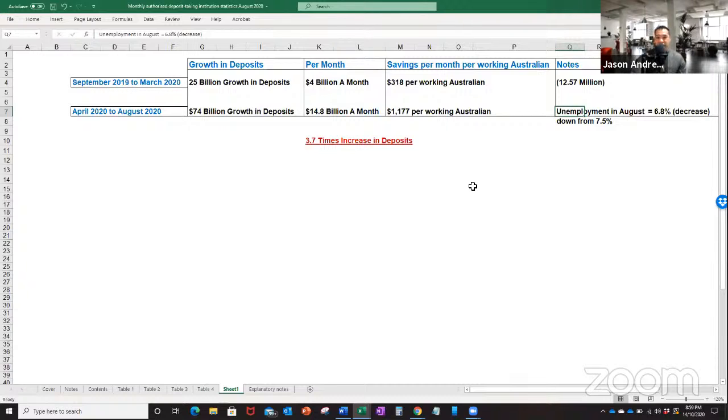Who's doing all the saving out there? Who has saved 3.7 times more than what they used to before COVID? It's alarming. It's coming from somewhere. If it is you, then congratulations. You've got an opportunity now to try and maintain the habit that you've been building through COVID, so that you can continue saving.